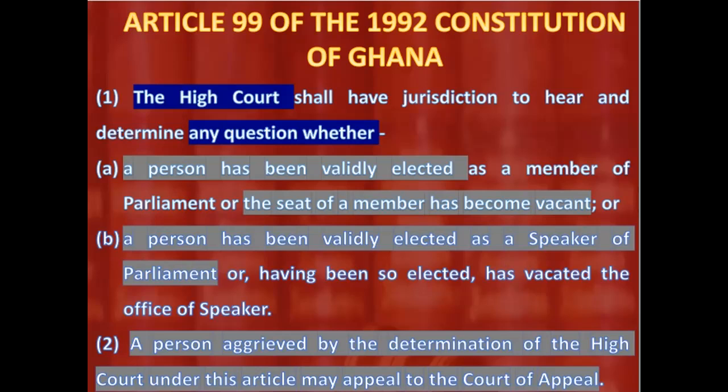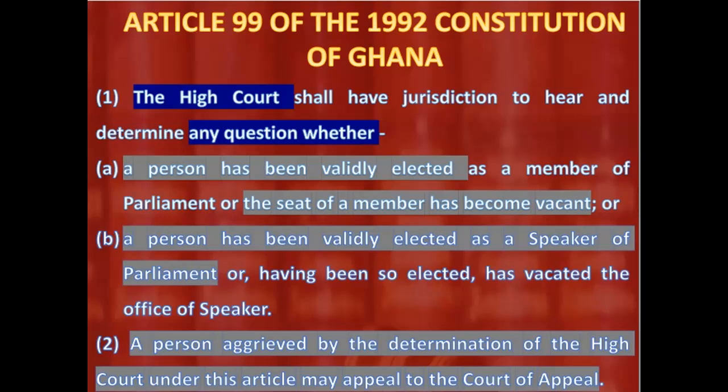So the question is that in parliamentary election petitions, when you originate your action at the High Court, and then an appeal is made to the Court of Appeal, can a person come under Article 131 and then lodge a further appeal to the Supreme Court? That is the question. The answer is no.